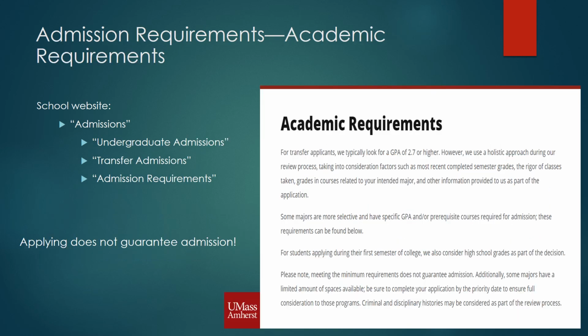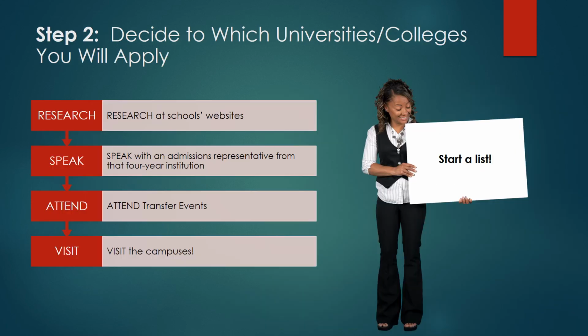Admission requirements might also include academic requirements, such as this example from UMass Amherst, that for them, typically, they want at least a 2.7 GPA or higher, but they do use a holistic approach. But you will need to know this information before applying. And remember that applying does not guarantee admission.